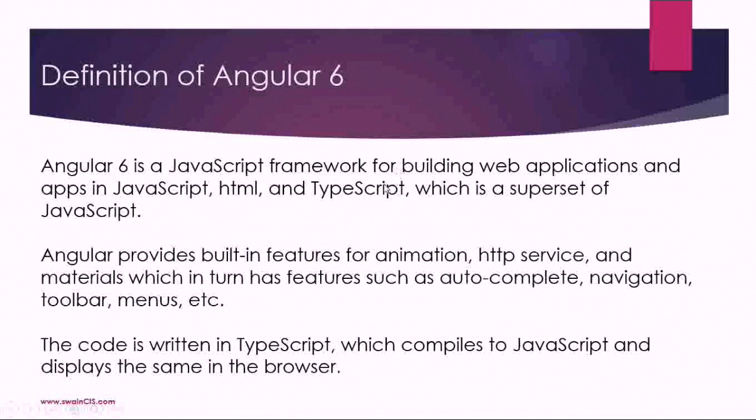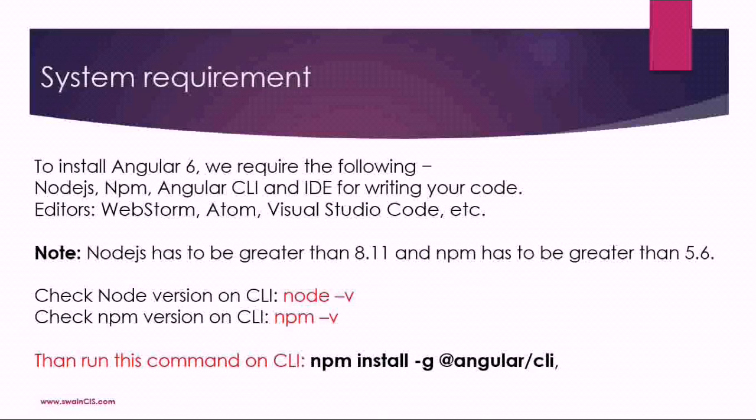Next, check the definition of Angular 6. Angular 6 is a JavaScript framework for building web applications and apps in JavaScript, HTML and TypeScript, which is a superset of JavaScript. Angular provides built-in features for animation, HTTP services and materials, which has features such as autocomplete, navigation, toolbar menus. The code is written in TypeScript which compiles to JavaScript and displays the same in the browser. I told you already that the browser understands only JavaScript.